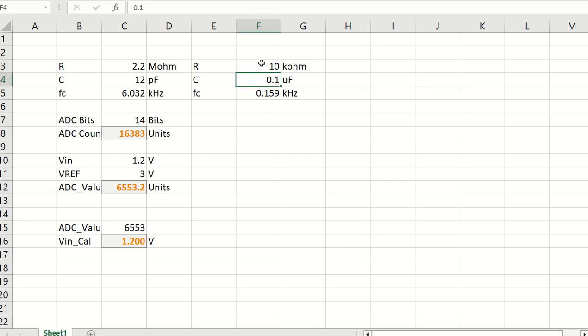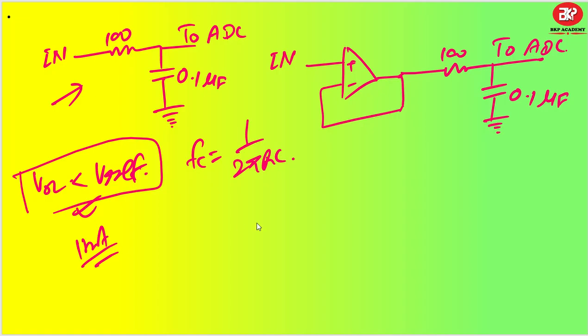Now we'll just keep here 100 ohm, okay. So 15.9 kilohertz we are taking. Good. So this is the one way, and you can directly send it to the ADC. But the main condition should be the current flowing through the resistors, or the current going into the ADC, must be around 1 milliamp or so, okay.